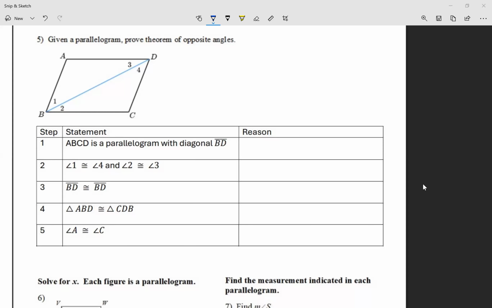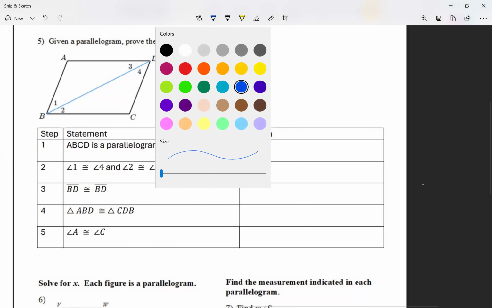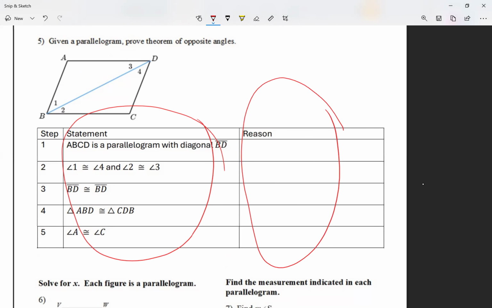Here for number 5, we want to understand our proofs. This is what we call the two-column proofs. We call it two columns because there's a column where I'm going to have some statements, let me use red here, and a column where I'm going to have some reasons. I start with something.